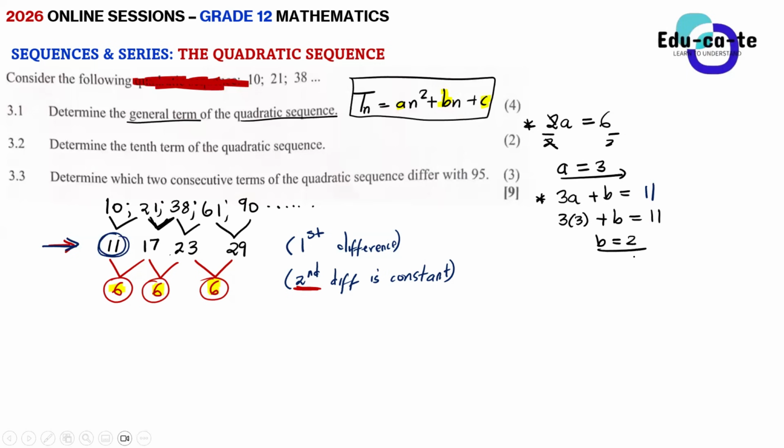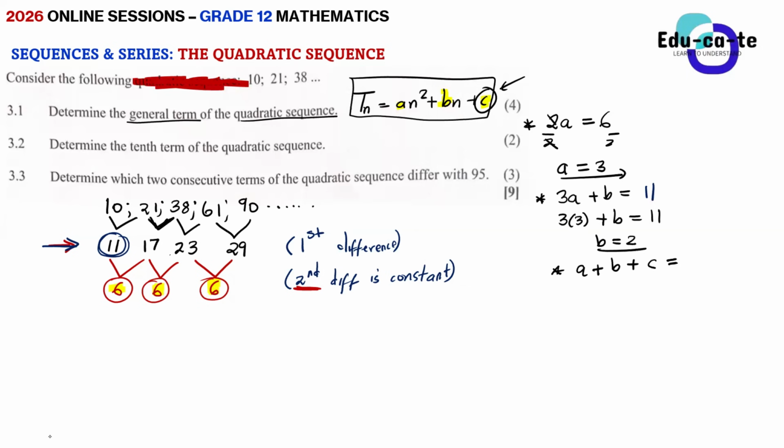Are we still together, guys? Yes, sir. And then how do we find the third value, which is c? Because remember, this is our general formula. You say a plus b plus c. It is equal to 10.